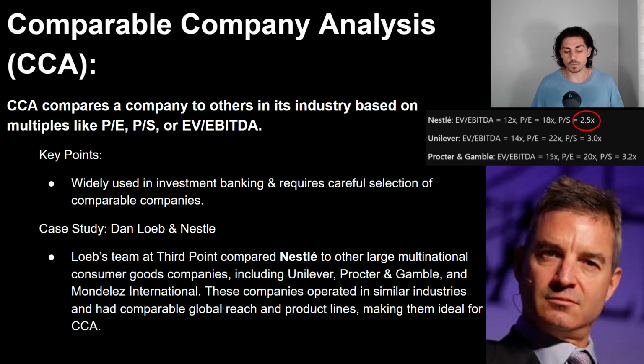Comparable company analysis. This is a really interesting one, learning about Dan Loeb and how he did this. So Loeb's team at Third Point, they compared Nestle to other multinational consumer goods companies like Unilever, Procter & Gamble, and Mondelez International. And these companies operated in similar industries. And as you can see up here, he basically determined that for whatever reason, they're just trading at a much smaller multiple, despite the fact that Nestle probably has a better moat than all these companies. So, well, maybe not Procter & Gamble, but definitely Unilever. So he made a great purchase and made a great trade on it.